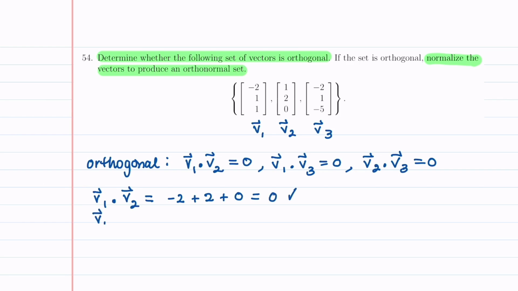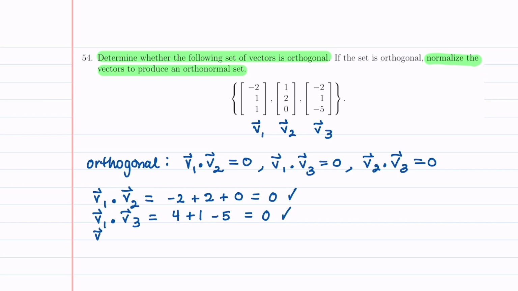Now let's check the dot product of v1 with v3. Multiplying those components, we get a minus 2 times a minus 2, which is a 4, and then a 1 times a 1, which is a 1, and then lastly a 1 times a minus 5, which gives us minus 5. We add all this up, and that's also equal to 0.